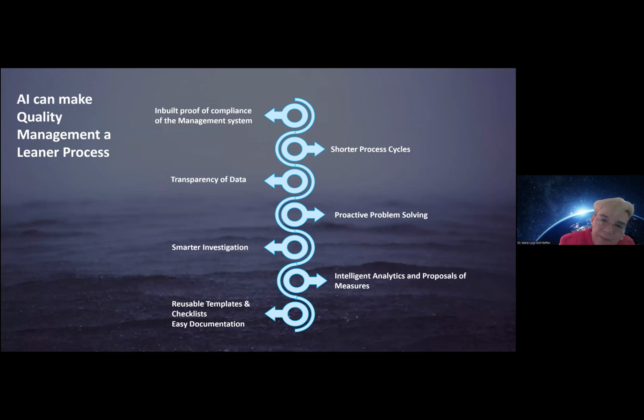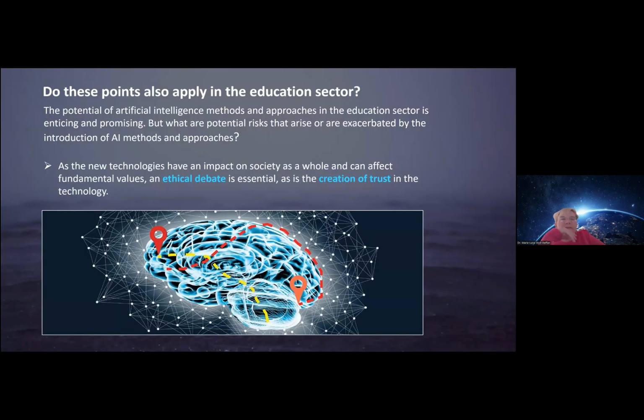Maybe AI can have an inbuilt proof of compliance of the management system. Shorter project cycles, transparency of data, maybe, it's more a question mark. Proactive problem solving, smarter investigation, this is the hope, and intelligent analytics and proposals of good measures. Reusable templates, and maybe we can ease up our documentation. So do these points also apply in the education sector? The potential of the AI methods and approaches in the education sector is enticing and promising. But what are potential risks that arise?